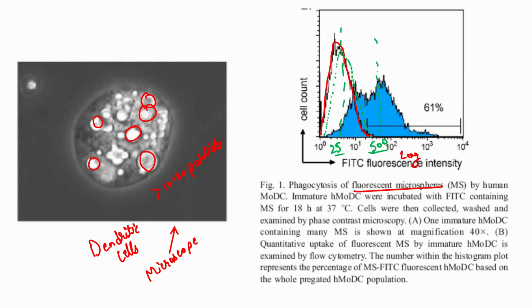Obviously, this is something that I hypothetically drew, but if you read enough papers, you will find that the free antigen does not penetrate through the dendritic cells as efficiently as particle-based antigen.